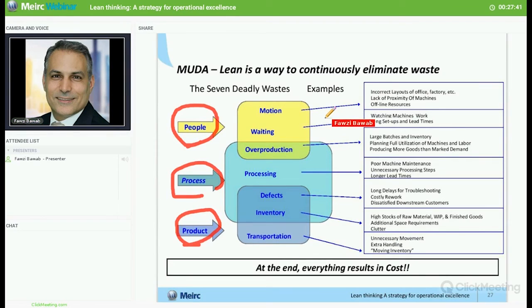Everything results in cost, whether you're delaying, or creating defects and then you have to do rework, this is money, or of course dissatisfied customers can create lots of cost as well. So our job is to identify these different types of waste, and then we can identify them in our processes.